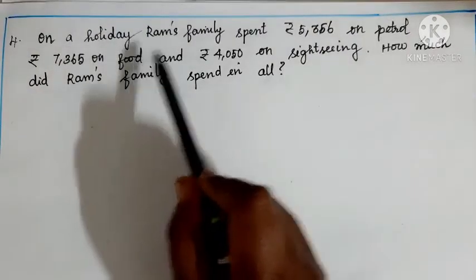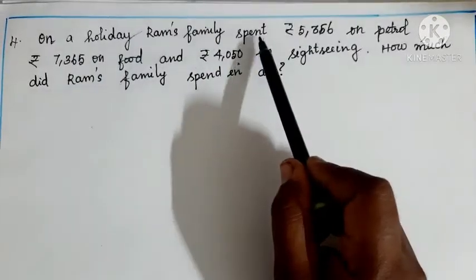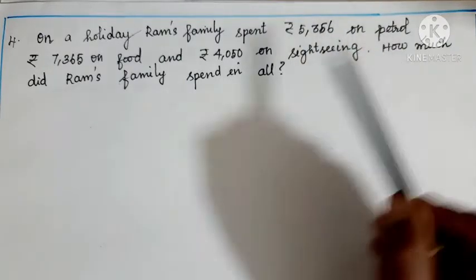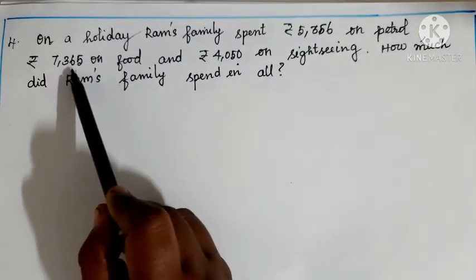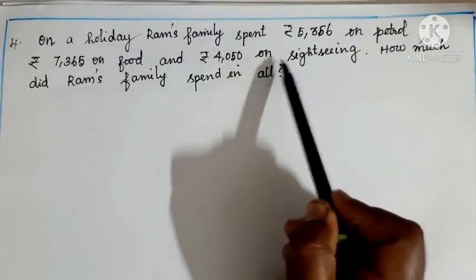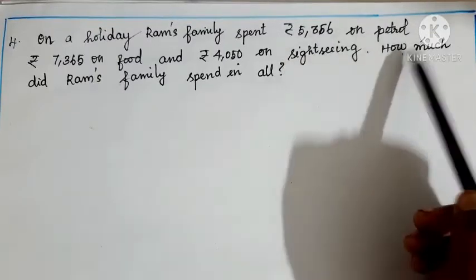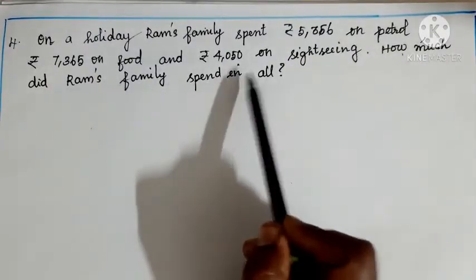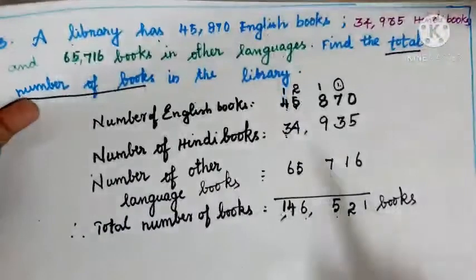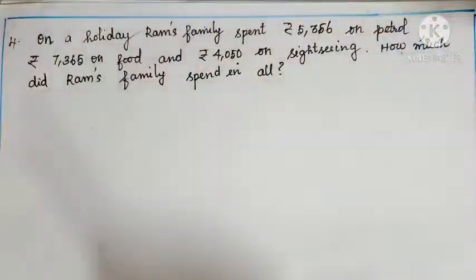On a holiday, Ram's family spent rupees 5,356 on petrol, rupees 7,365 on food, and rupees 4,050 on sightseeing. How much did Ram's family spend in all? So in the previous sum we saw the question as total, right? Here, spend in all, together. These words represent addition. Okay, fine.